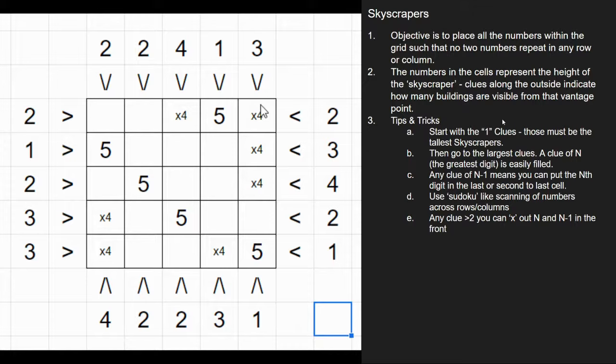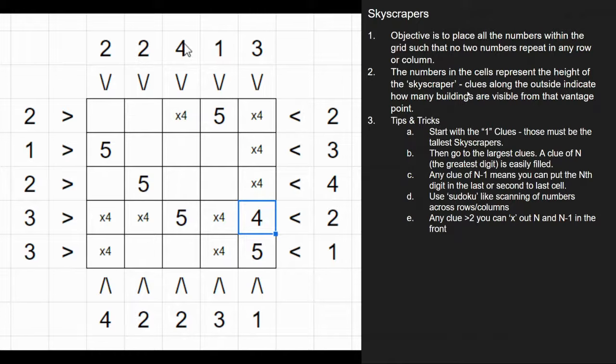What that's done now is we can see in this last column there's only one cell available where the 4 can go, and it's right there. And now we can say that a 4 can't go in that row anymore because we already have it. So that is really helpful.